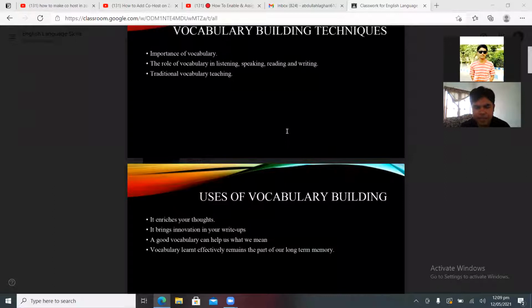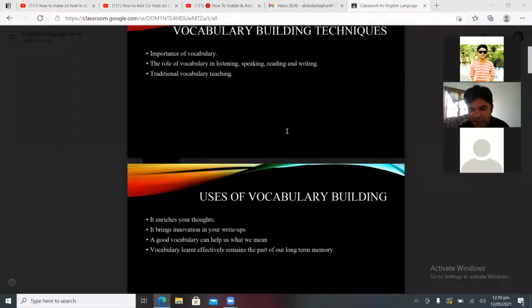Vocabulary enriches your thoughts. It brings innovation in your write-ups. A good vocabulary can help us say what we mean, because many times we fail to express what we want to, and we fail to speak our mind as well. It is because of poor vocabulary, or we lack vocabulary.